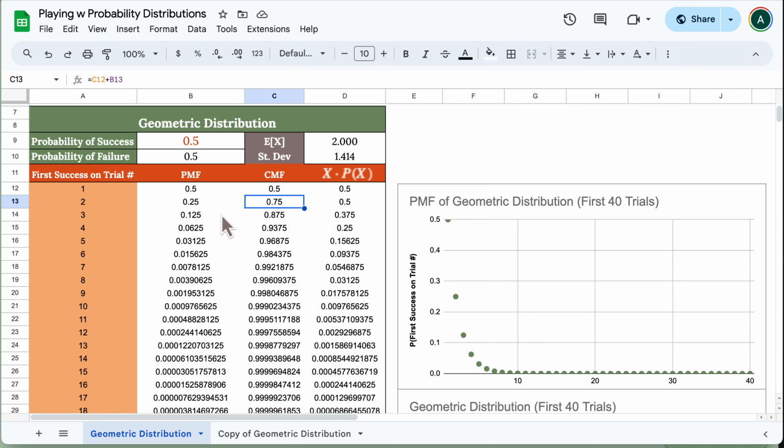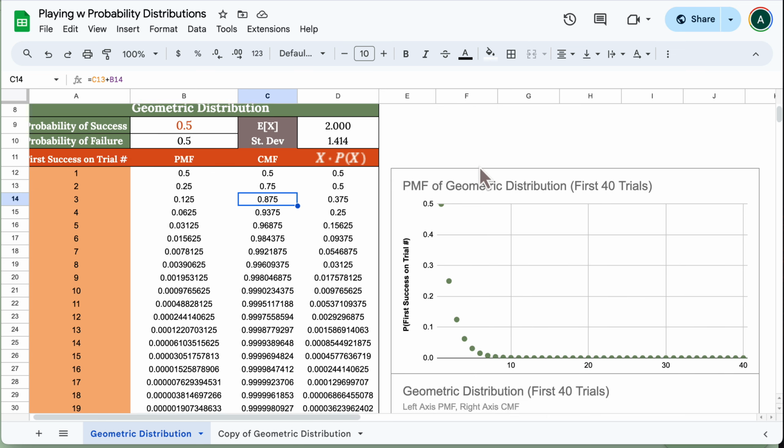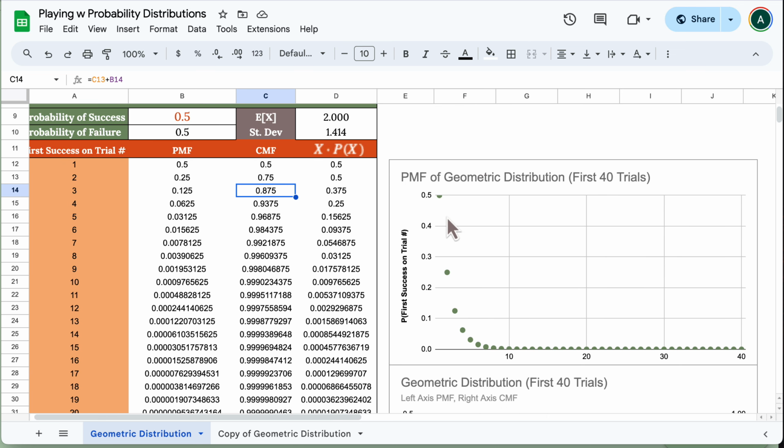The CMF column, as it always does, just adds up the values that we've seen in the PMF column so far. So for instance, 0.5 plus 0.25 is 0.75. Well, if we add 0.125 to that, we get 0.875. You get the idea. So the CMF is moving higher and higher gradually towards 1. This visual over here shows the PMF, and the PMF is always falling towards 0.